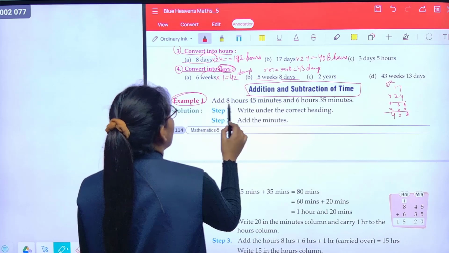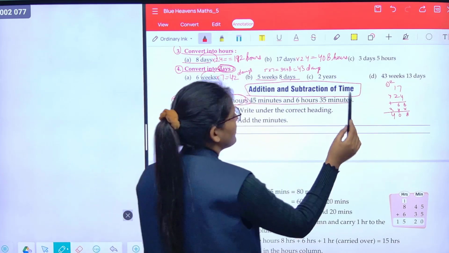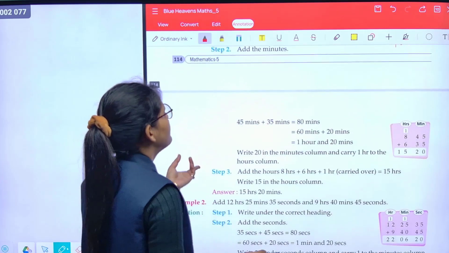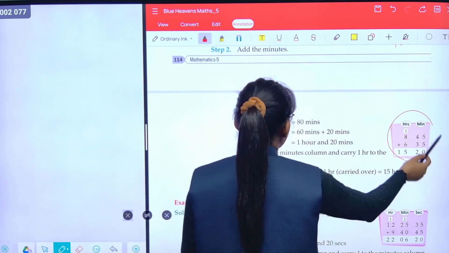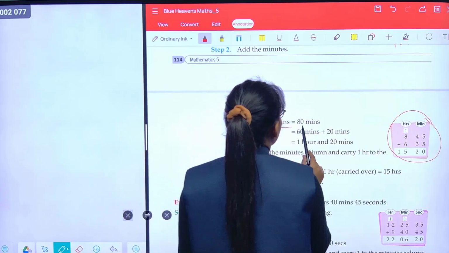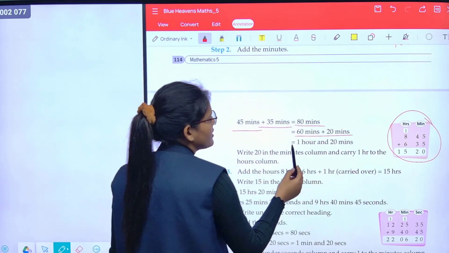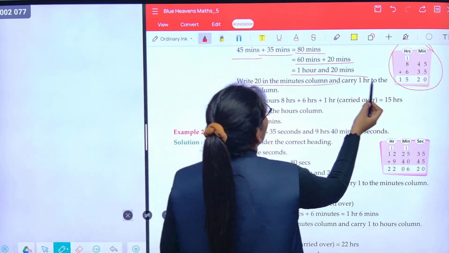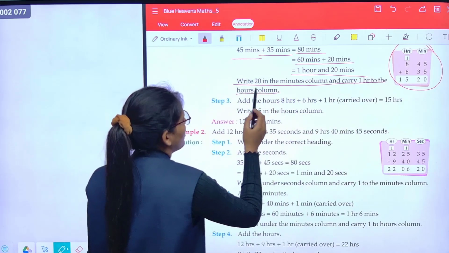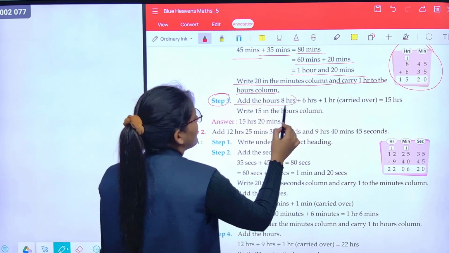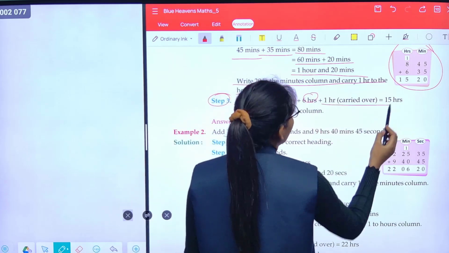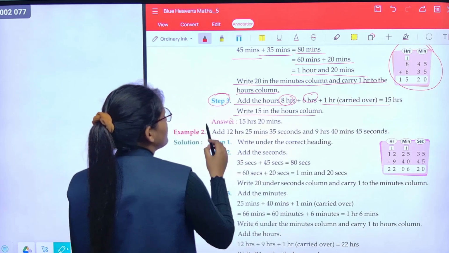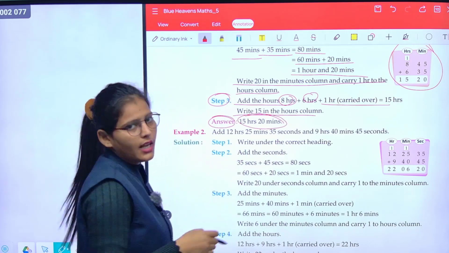Example number 1, add 8 hours 45 minutes and 6 hours 35 minutes, class. Step 1, write under the correct heading. Step 2, add the minutes. 45 minutes plus 35 minutes is 80 minutes, 60 minutes plus 20 minutes, 1 hour and 20 minutes. Write 20 in the minutes column and carry 1 hour to the hours column. Step 3, add the hours. 8 hours plus 6 hours plus 1 hour carried over is equal to 15 hours. Write 15 in the hours column. Answer is 15 hours 20 minutes.